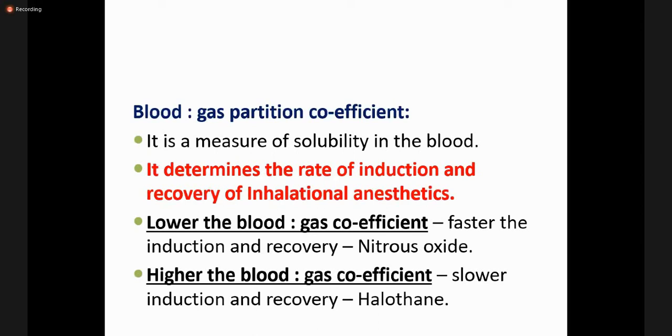Now, one by one. Blood gas partition coefficient. It is a measure of solubility in the blood, and it determines the rate of induction and recovery of inhalational anesthetics, right? So what is the important measurement that determines the rate of induction and recovery of an inhalational anesthetic agent? Blood gas partition coefficient, right? Now, lower the blood gas partition coefficient, faster the induction and recovery. Nitrous oxide is the example.